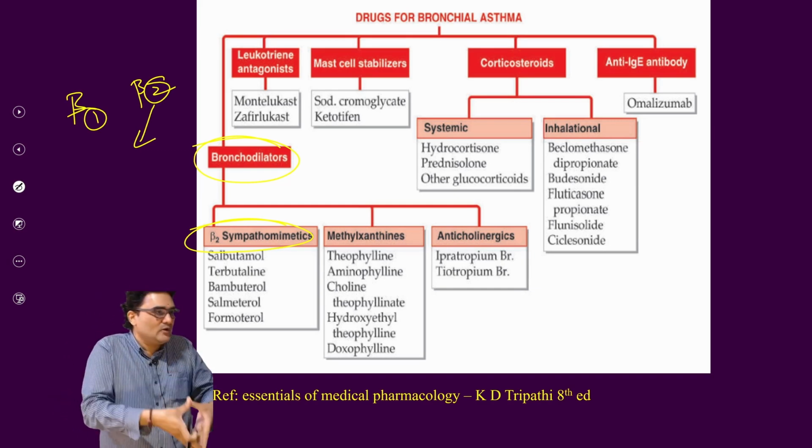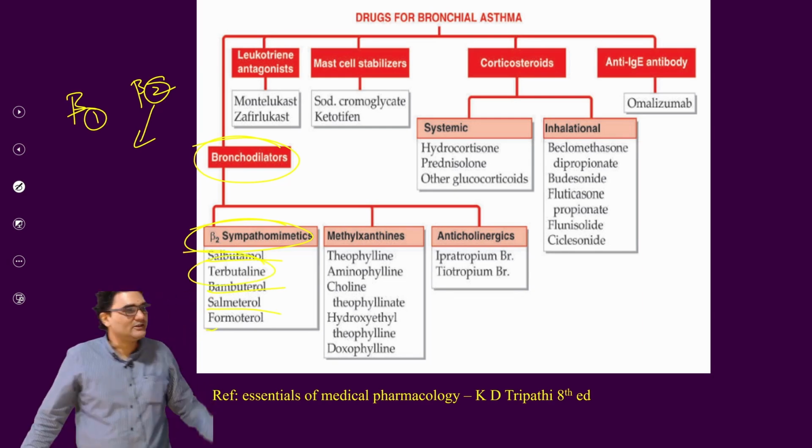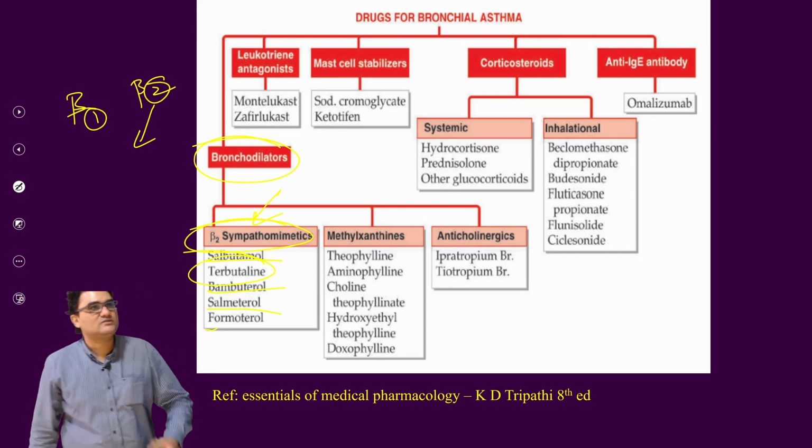Okay, so the drugs that cause bronchodilation are salbutamol, bambuterol, salmeterol, terbutaline. You should remember these in the treatment of asthma. And steroids, a very important group.